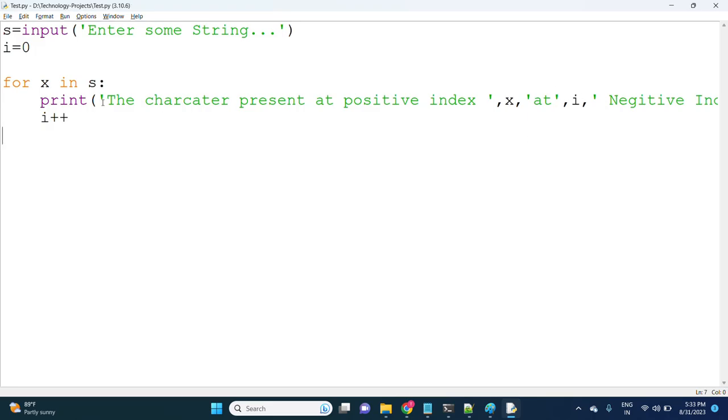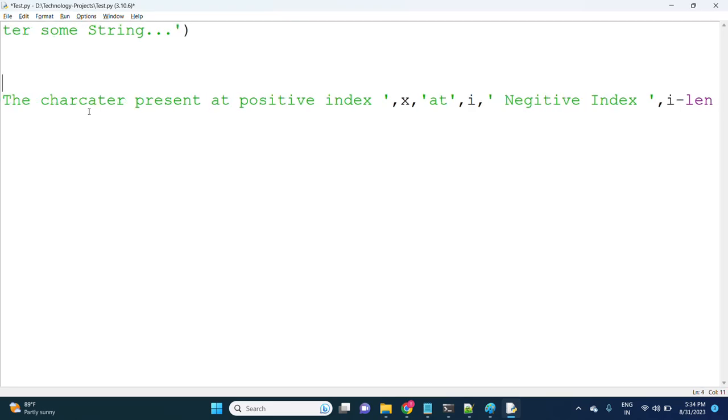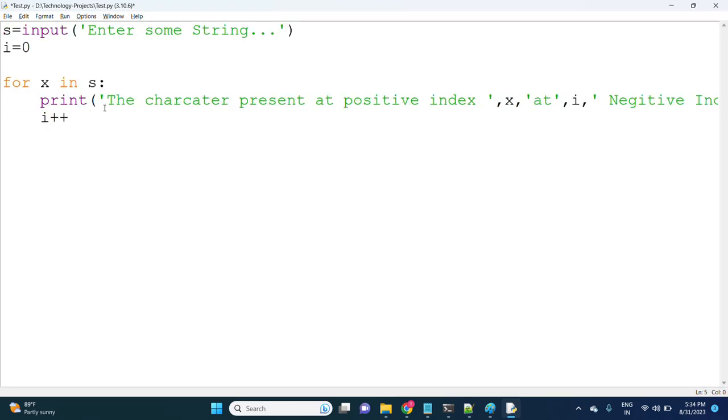First, I am taking the character present at positive index x, that means the first character at I, at 0. Negative index is at what? Negative index at I minus length of s. Now observe here, I am running this program.